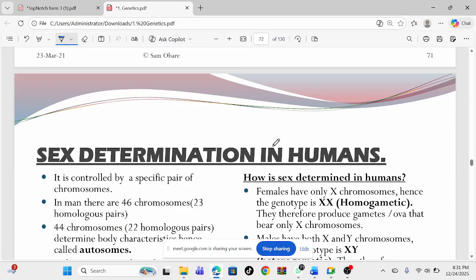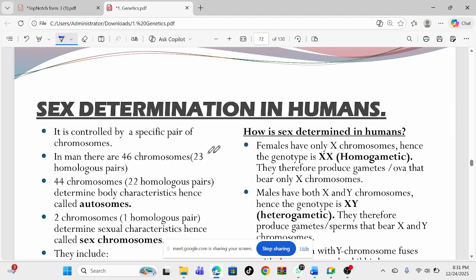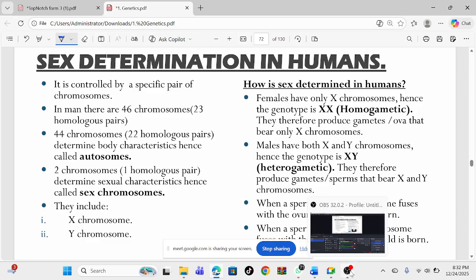So God willing, next time we will start sex determination in humans. For sex determination we will just look at chromosome matters. That's a man and a woman, because we say female contains XX chromosomes, that is homogametic, and the male contains XY, that is heterogametic. And that would be our next lesson, God willing.